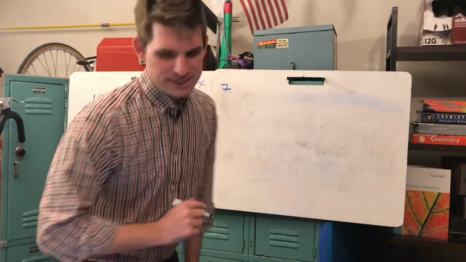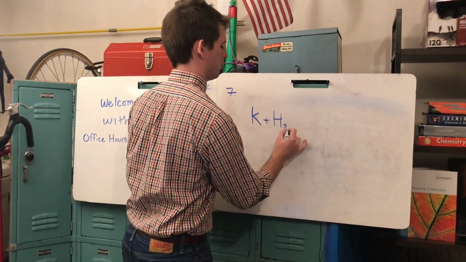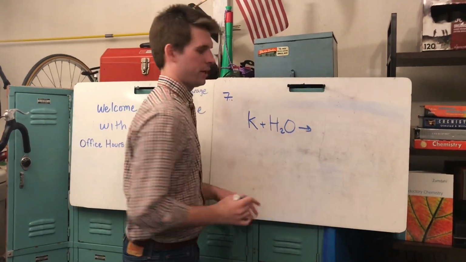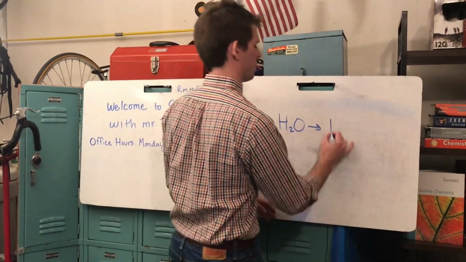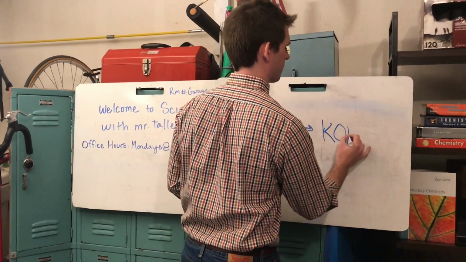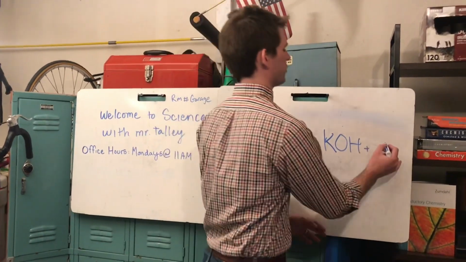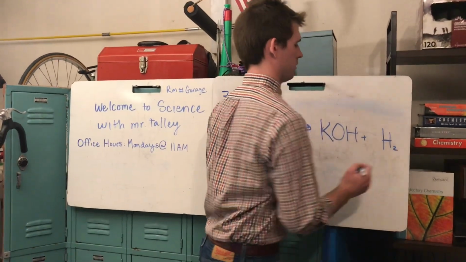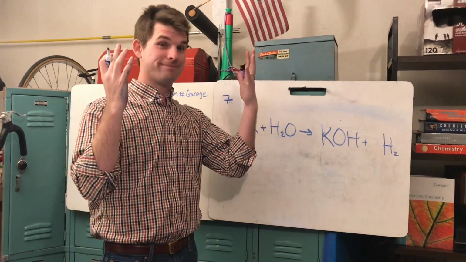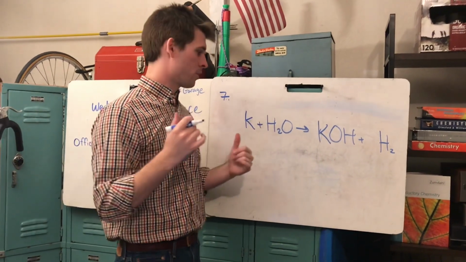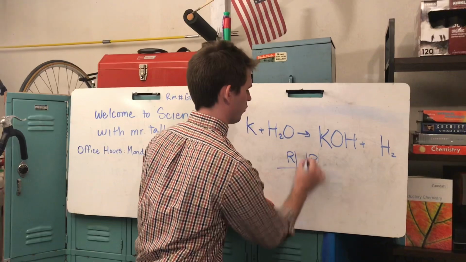We've got potassium plus water. Ooh, this would be a fun reaction. Potassium plus water is going to give us potassium hydroxide plus everyone's favorite, hydrogen gas. Okay? This would be super fun. Remember when we threw the sodium in the water and exploded all over the place? Pretty much the same thing. Okay, let's do the reactant and product table chart.